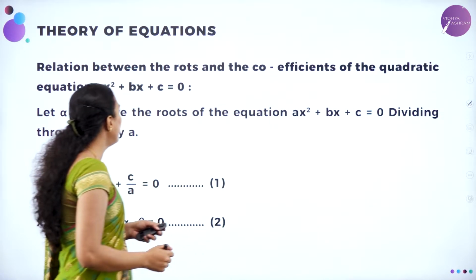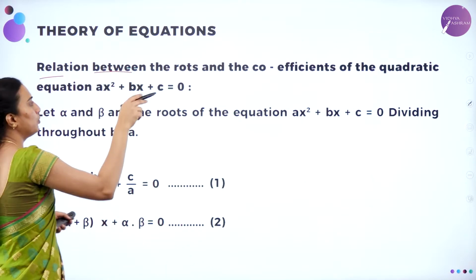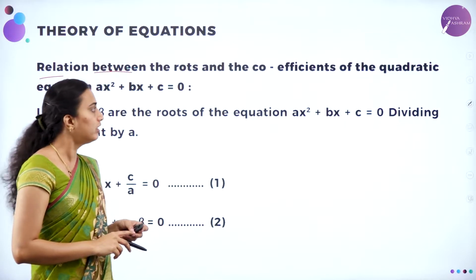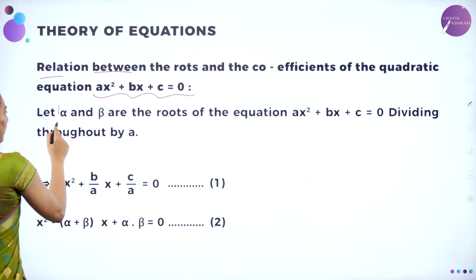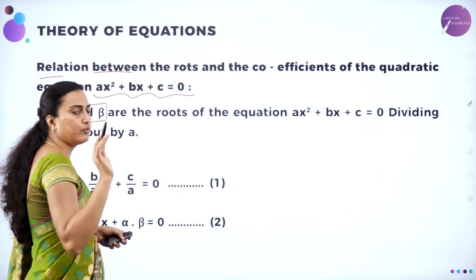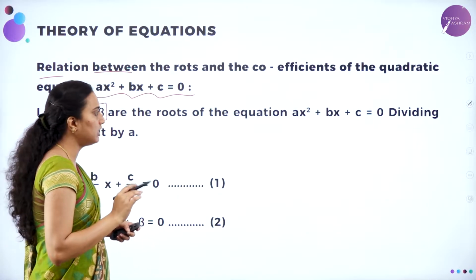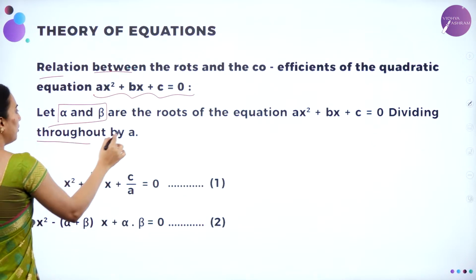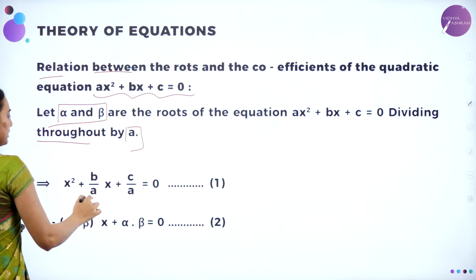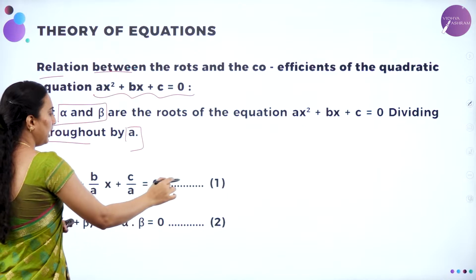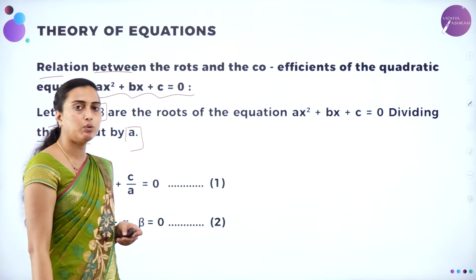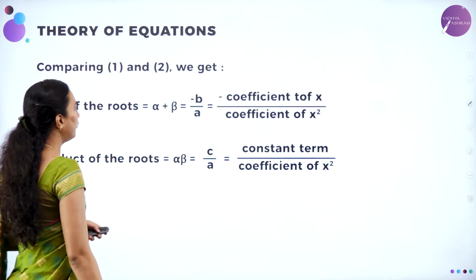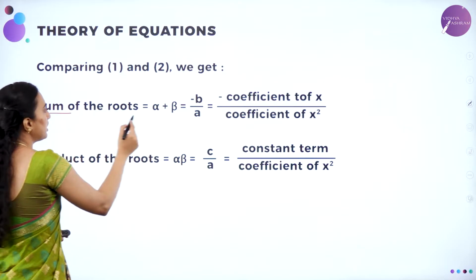Okay, we'll move on to the next, the relation between the roots and the coefficients of the quadratic equation, that is ax squared plus bx plus c. Let alpha and beta be the two roots of the equation ax squared plus bx plus c equal to 0. Dividing throughout by a, you are going to get x squared plus b by a into x plus c by a equal to 0. Then you are going to have it as x squared minus (alpha plus beta) into x plus alpha into beta equal to 0.